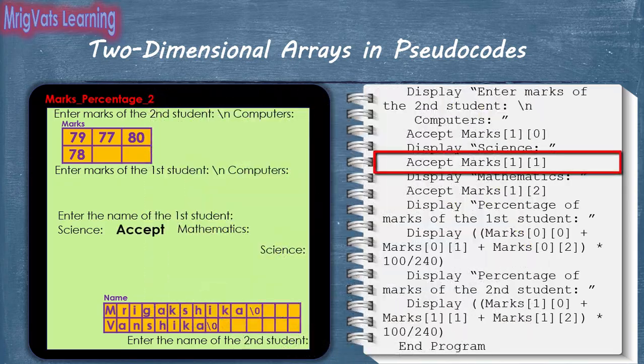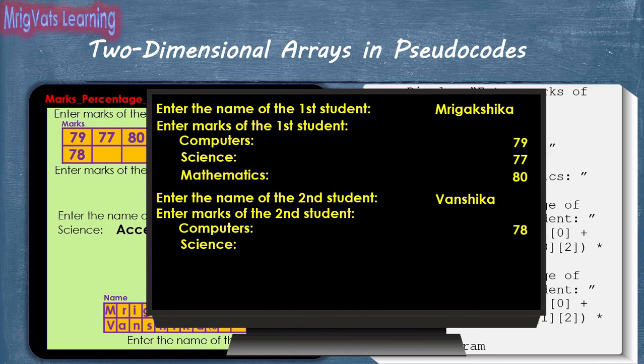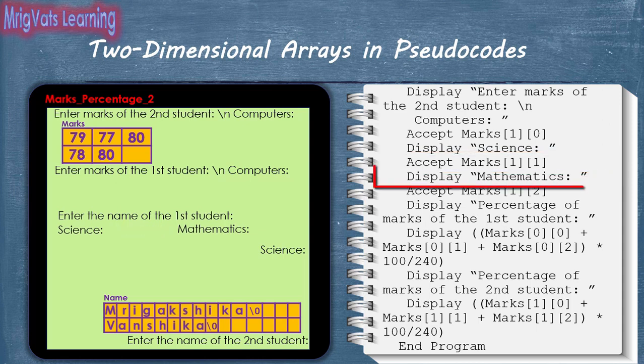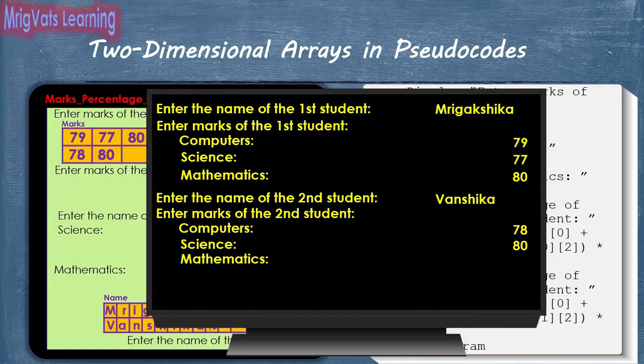When the accept statement is run, the program waits for the user to enter a value. As soon as the user enters a value such as 80, the accept statement takes it as an input and stores the value in the second element of the second row of the marks array. When the next display statement is run, the program writes the mathematics text in the memory allocated for the program. The display statement takes the text as an input and displays it on the virtual display board.